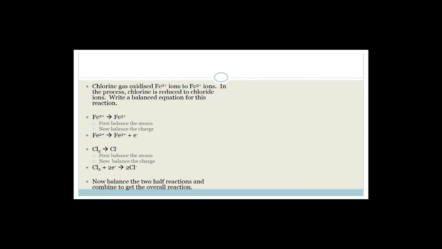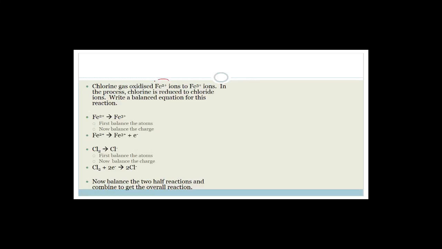They tell us that chlorine gas oxidized Fe2 plus ions to Fe3 plus. So the chlorine gas is the oxidizing agent. It oxidized Fe2 plus to Fe3 plus. In the process, chlorine is reduced to chloride ions. Write a balanced equation for this reaction.